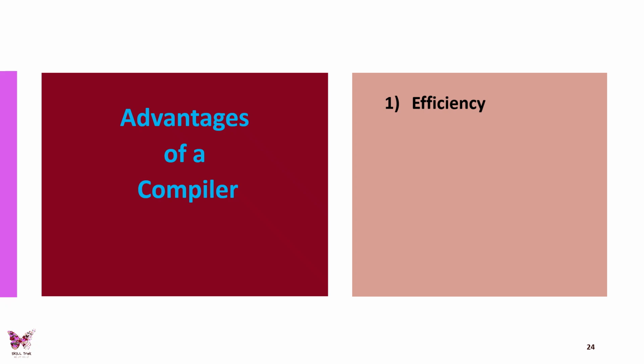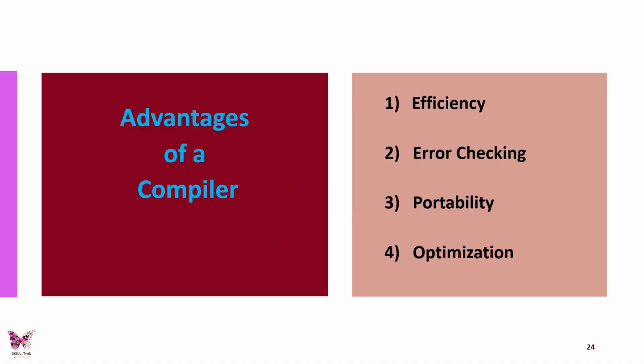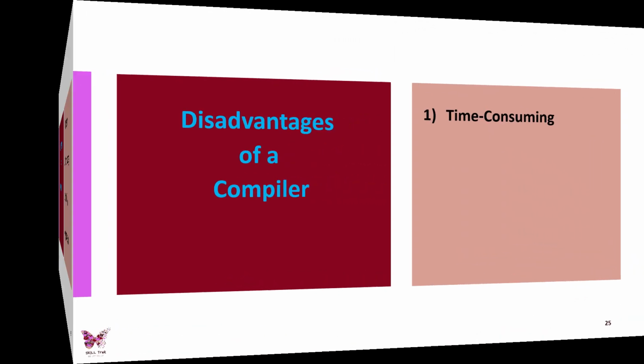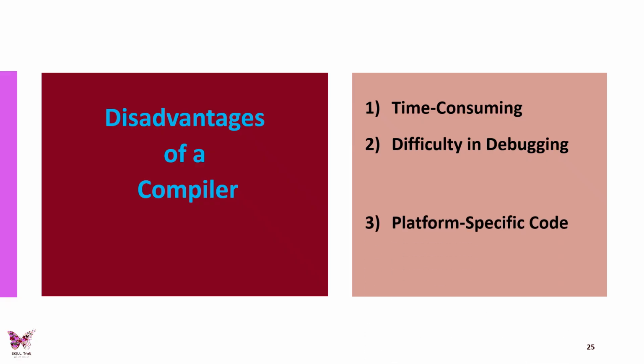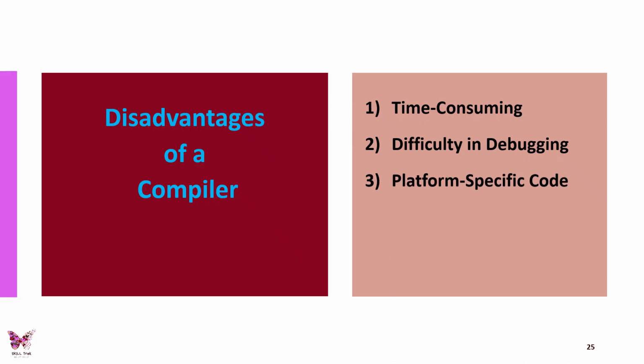Advantages of a compiler. Some of the advantages of compilers are efficiency, error checking, portability, and optimization. And some of the disadvantages of compilers are time consuming, difficulty in debugging, and platform specific code.